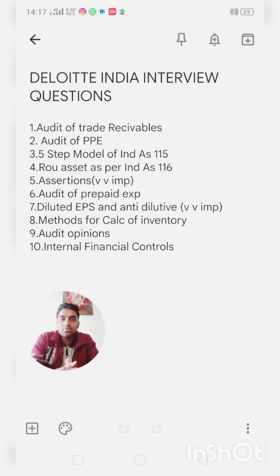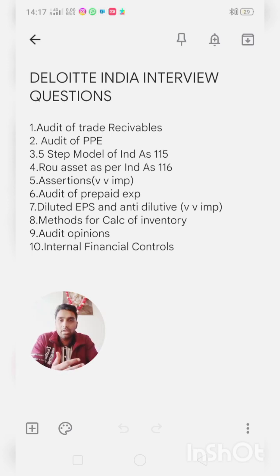They are going to ask you questions related to how you can do the audit of trade receivables. You need to explain that we can use external confirmation, and we can use bank statements to verify whether the payment is going on that basis. The second question is going to be on the audit of property, plant and equipment.